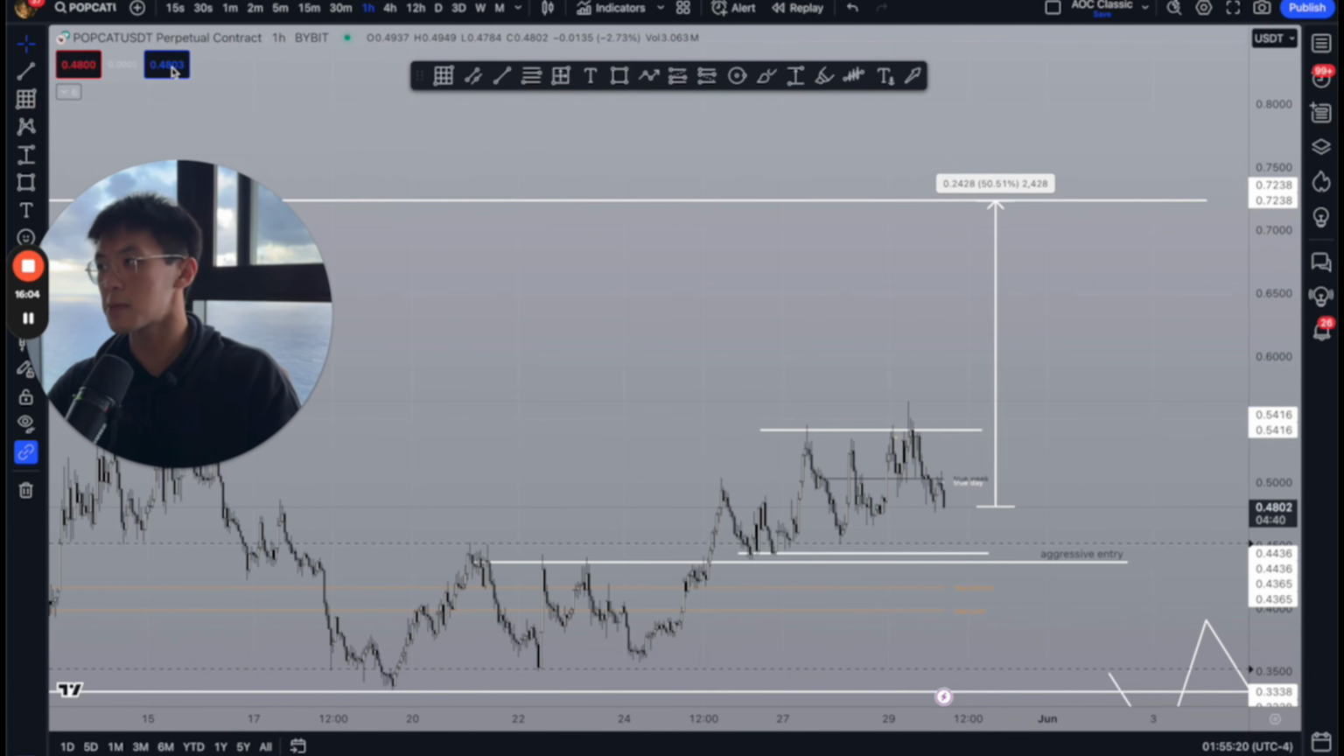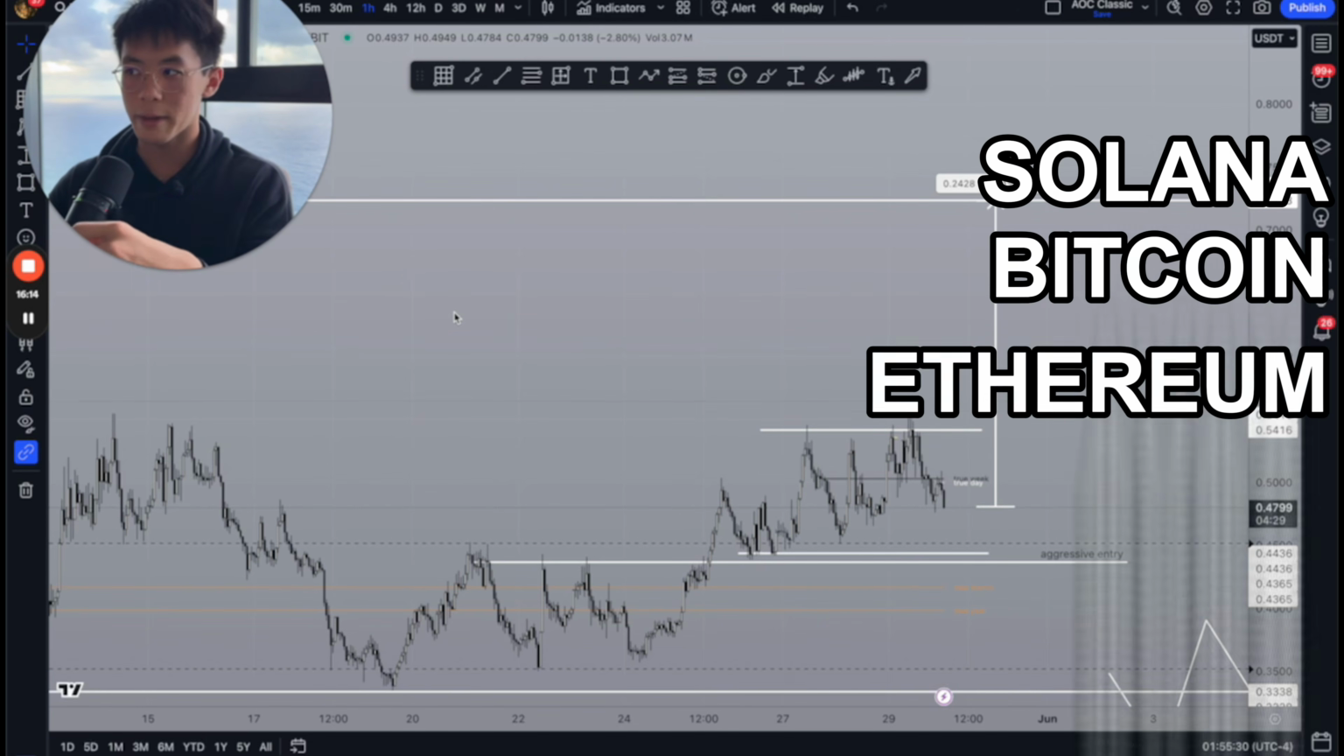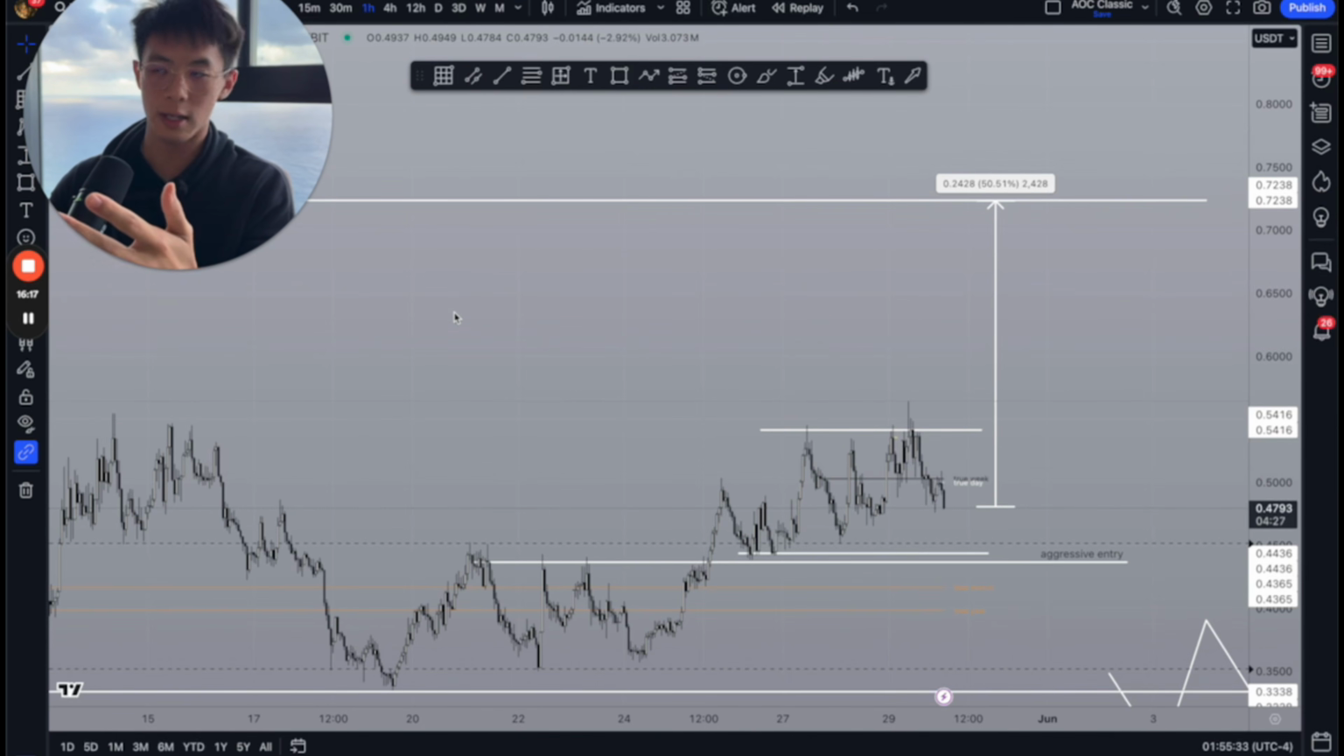Now, granted, this is a meme coin that I'm looking at the moment. This strategy works even better on the larger cap coins like AVAX, Solana, Bitcoin, Ethereum. But if this works also on a meme coin, then you can be sure that it's going to work on everything else, which is why I'm using a meme coin as the example for this video.